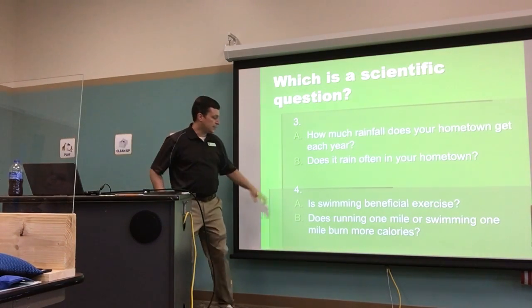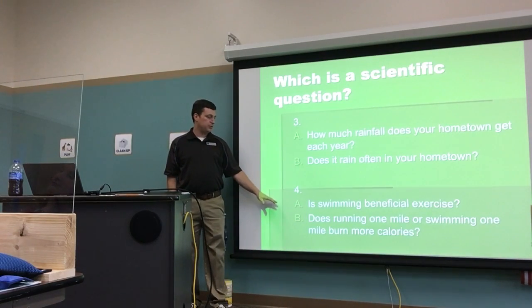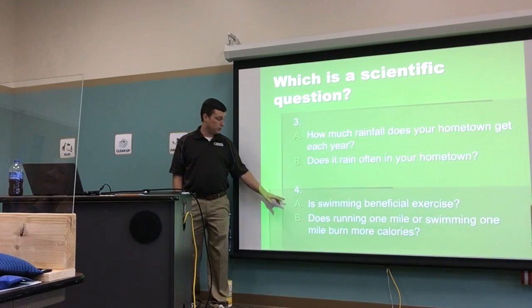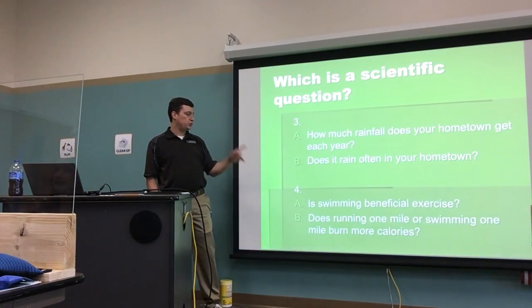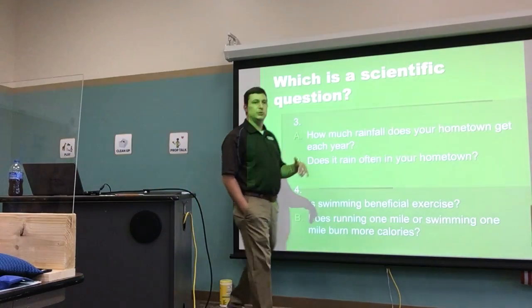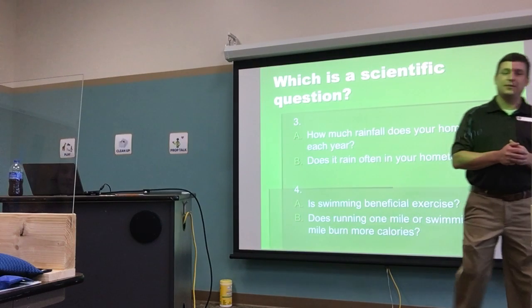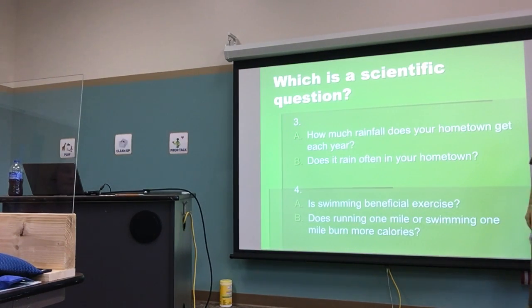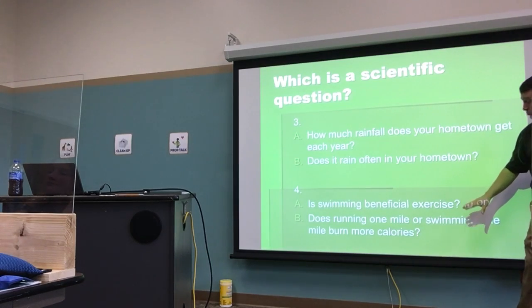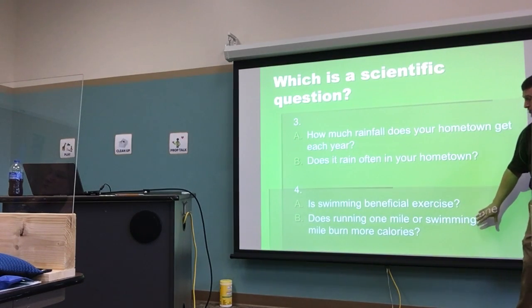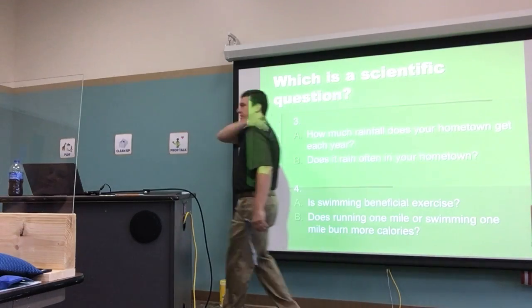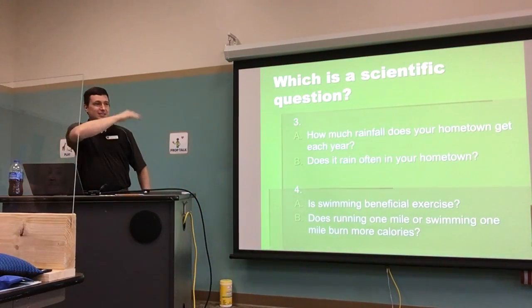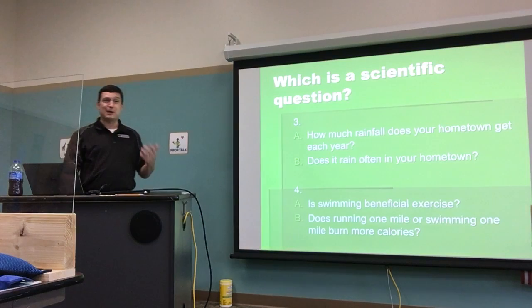Okay. Last one, number 4, is swimming beneficial exercise? Or for B, does running 1 mile or swimming 1 mile burn more calories? Blair? B. Why did you pick B? Because A is a question you answer by saying yes or no, and B is not. So simple yes or no question, right? B is much more specific, isn't it? All right, excellent job. Give yourself a pat on the back. You guys got all those. Or slap on the back.